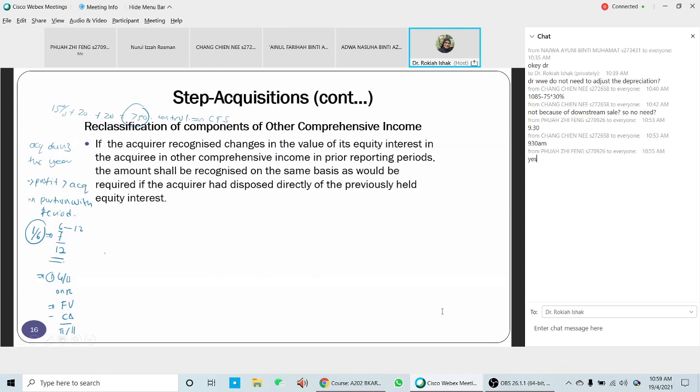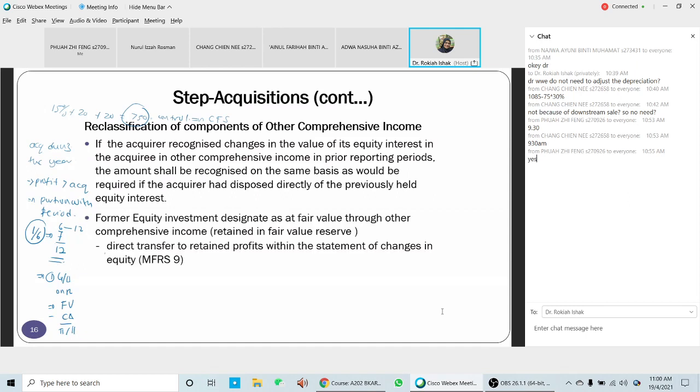So we're going to continue with slide 16. Okay, slide 16 is about step acquisitions, still under step acquisitions here. Now we're going to look at the reclassification of components in other comprehensive income. Okay, if the acquirer recognized changes in the value of the equity interest in other comprehensive income in a prior reporting period, the amount should be recognized on the same basis as would be required if the acquirer had disposed directly of the previously held equity interest.